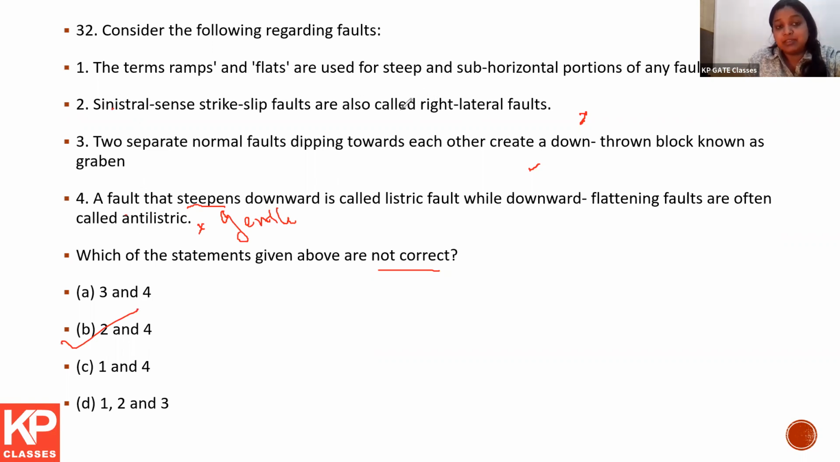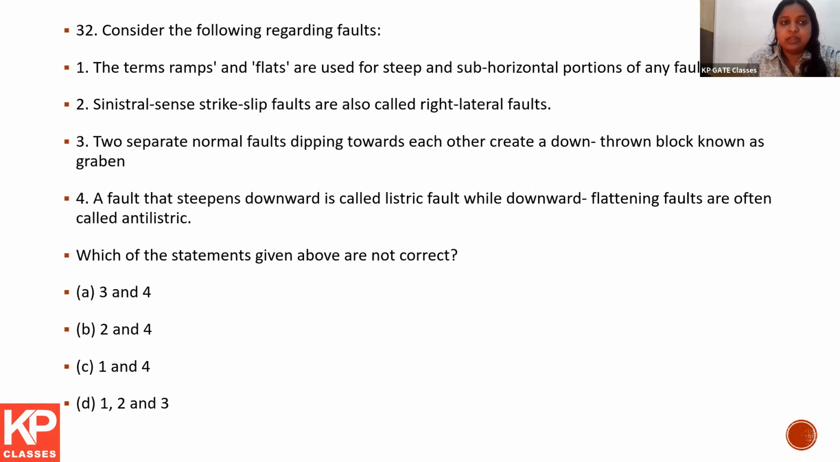Sinistral strike slip faults are actually left lateral faults, and dextral strike slip faults are right lateral faults. Listric faults mean the ones that become more and more gentle towards the downward direction. Okay, so option B will be the correct answer.